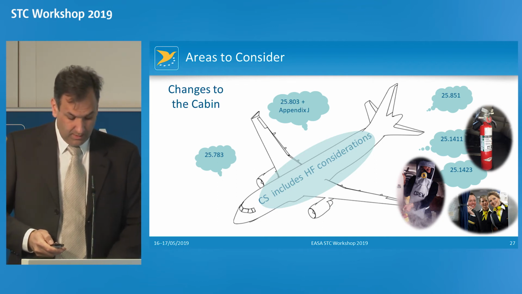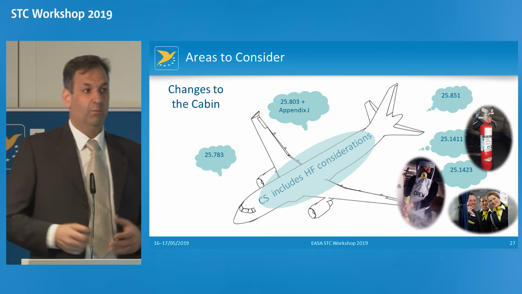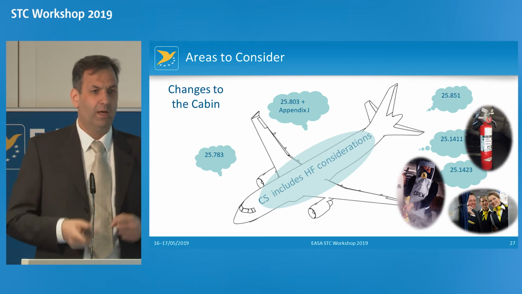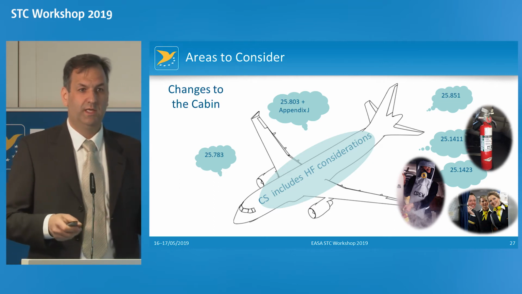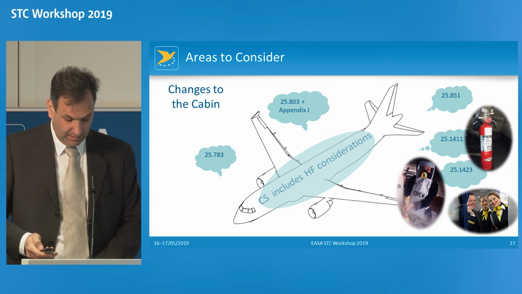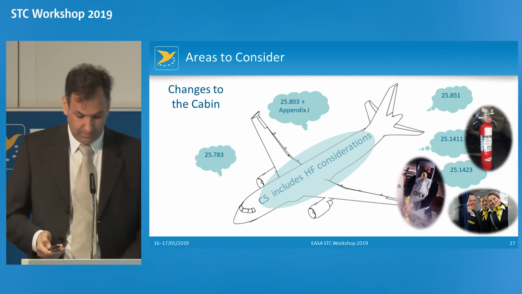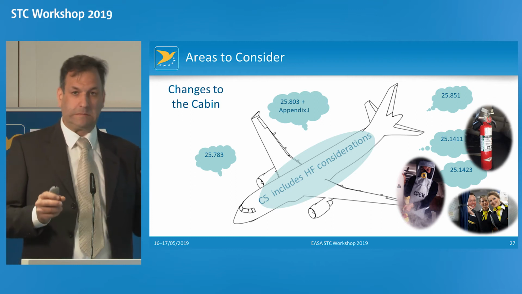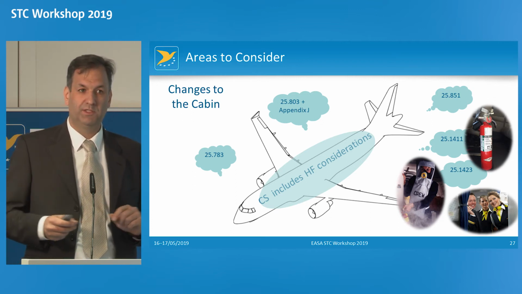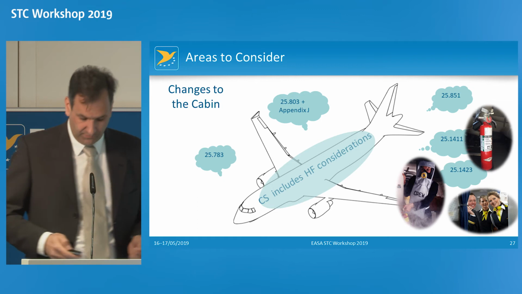So you also have the public address system, where you have some requirements, and I will elaborate with an example on this one a little bit later. And you have the protective breathing equipment. But this one we don't normally touch, except for the small aircraft.